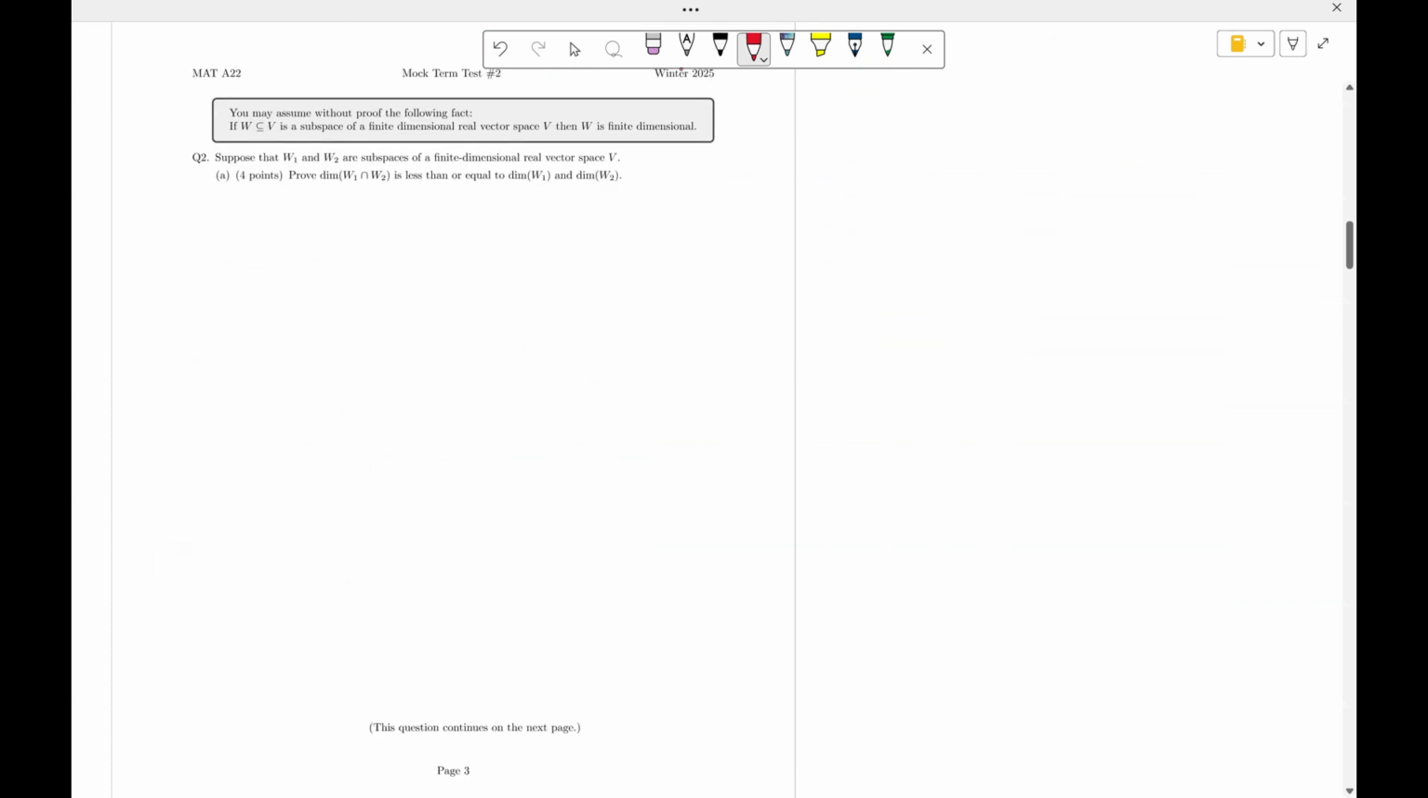And the next question, we suppose W1 and W2 are subspaces of a finite dimensional real vector space. So here, the keywords I see are finite dimensional and real. Because it's real, R is my field. In the question, they tell you what the field is. It's R, finite dimension. This means that the dimension of V equals N.